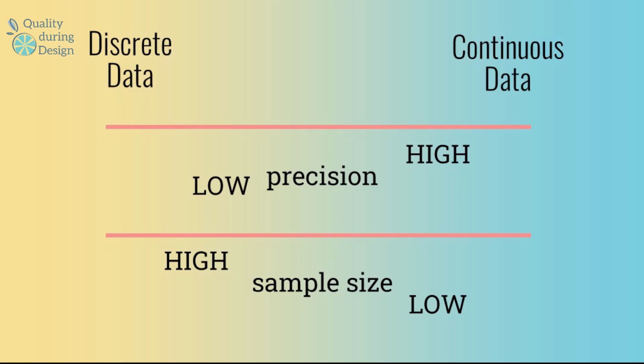On the other hand, continuous data is considered high precision. We are using equipment and tools to measure something about our product. Because of its high precision nature, we usually need fewer samples in order to claim the confidence and statistical significance that we'd want when we're analyzing the data.